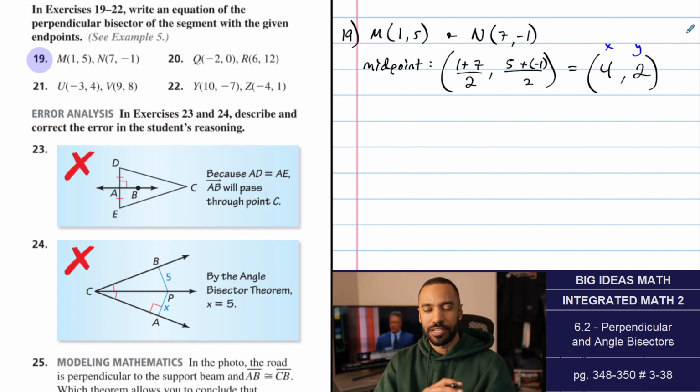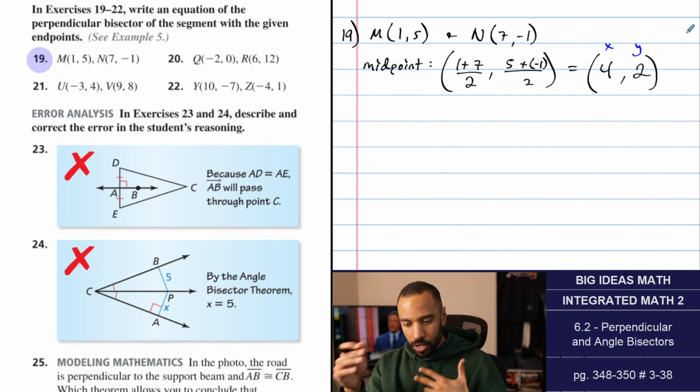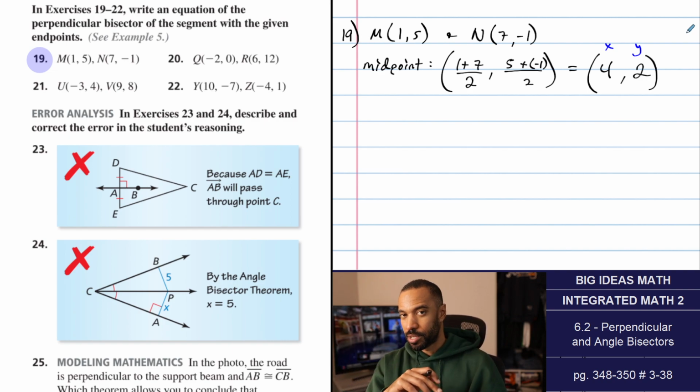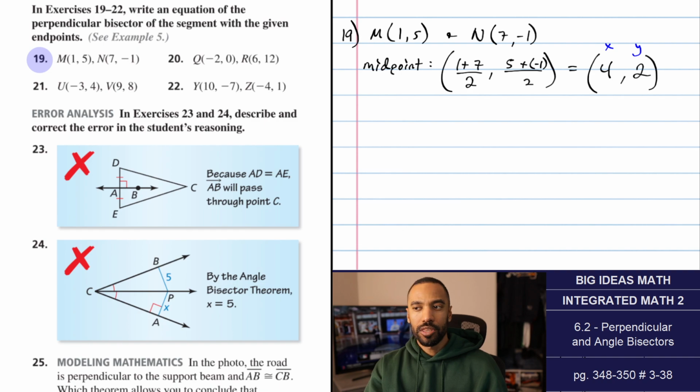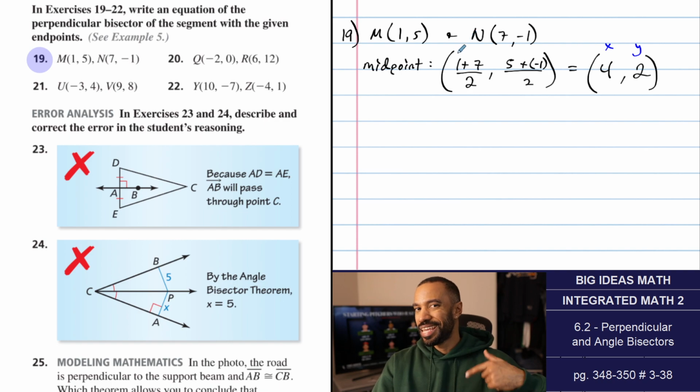Now I'll do it the same way that the examples did. We're going to use that in the equation that we make to find out what the y-intercept of this equation is. Now the other part that we need, to write the equation of the line, is the slope. So we need to find the slope of segment MN, and then we're going to take the opposite reciprocal of that slope.